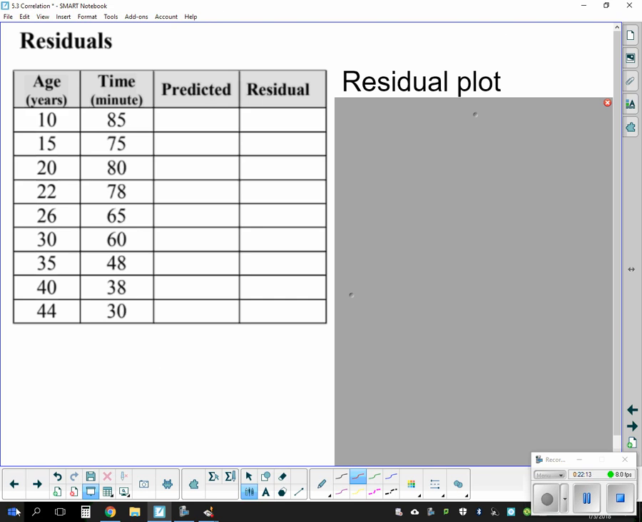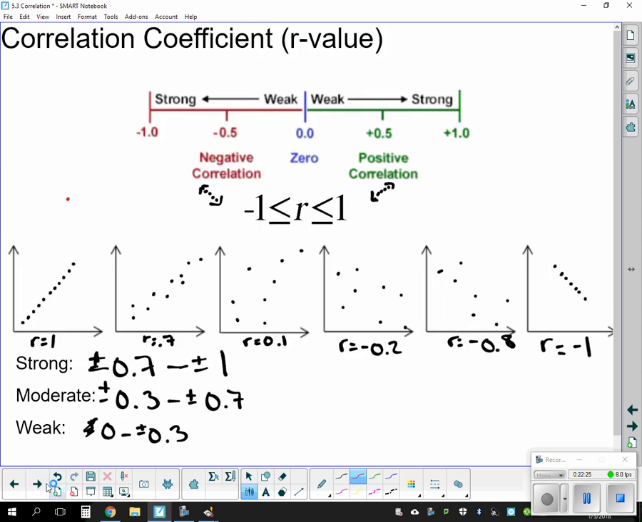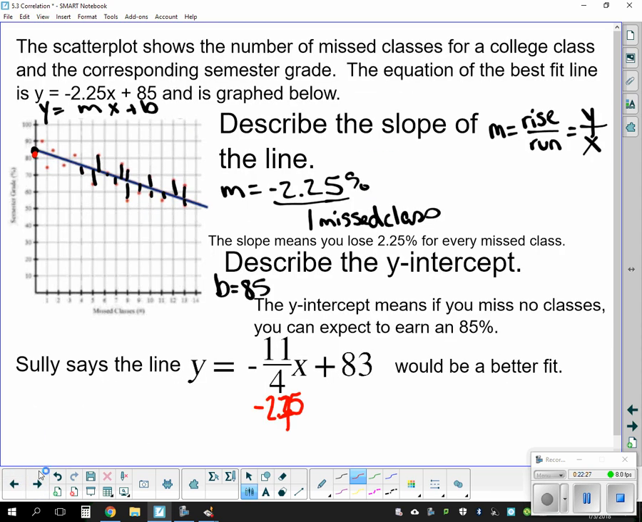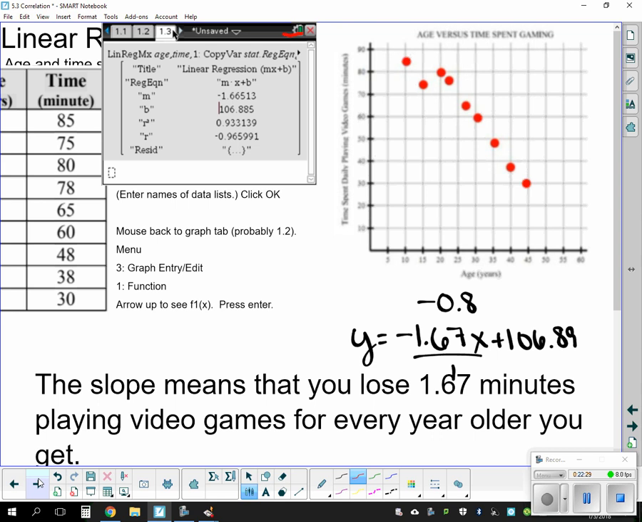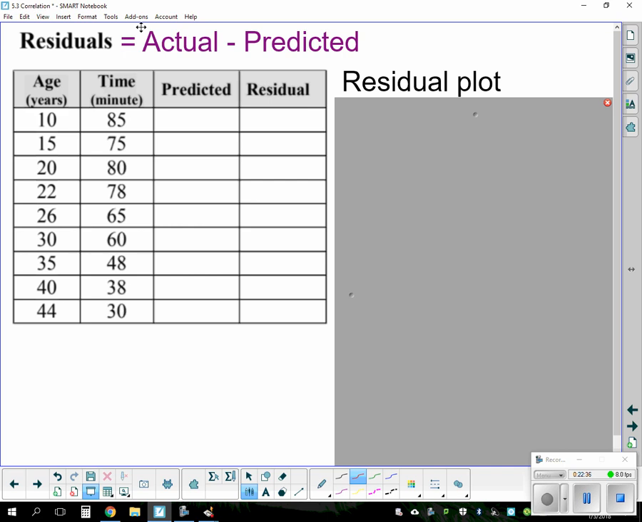Residuals, actually what they are is back here on this graph, it's that distance. And we're going to calculate those actual numbers. And then those are used in finding your correlation coefficient. But we're going to calculate the actual residuals, those distances the points are from your line of best fit. The way you do that is you take your actual, where the point is, minus where your line of best fit is predicting that it would be.